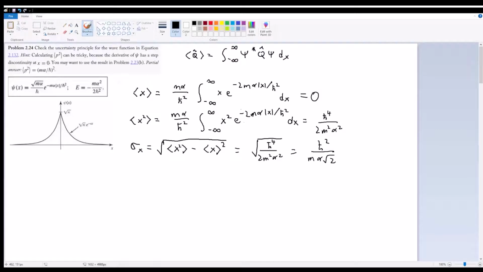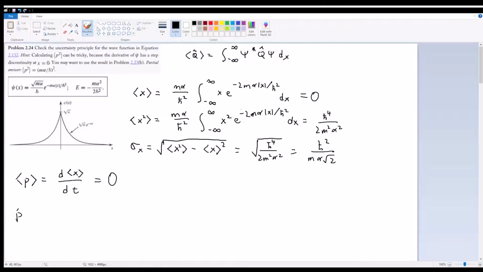Next, we start working on p's. Thankfully, the expectation value of p is actually very simple because we can use Ehrenfest's theorem, which we derived back in chapter 1 in one of the earlier problems, which says that the expectation value of p can be written as the derivative of the expectation value of x with respect to time. And since the expectation value of x is just 0, the expectation value of p is also just 0.